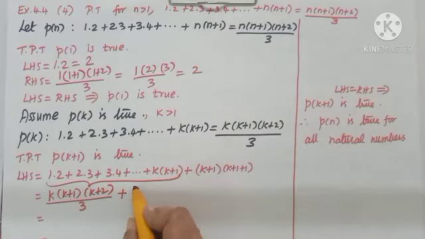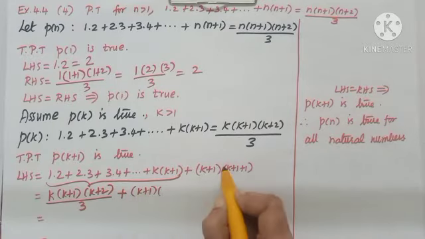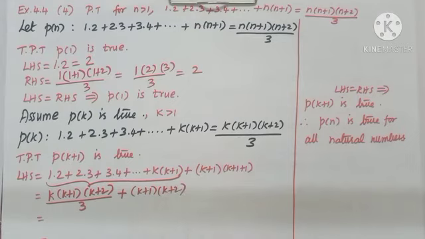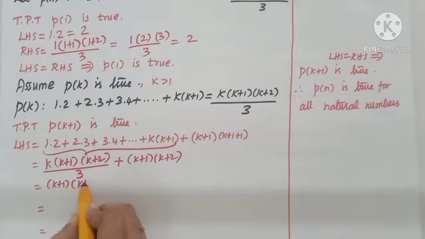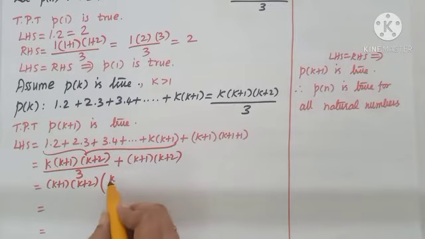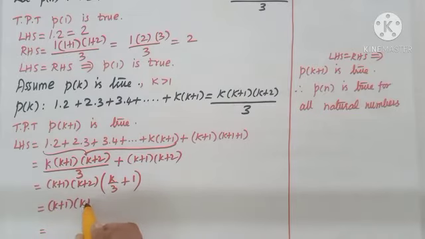Here, this can be written as k plus 1 into k plus 2. So, in both the terms, I can check k plus 1 is common. Also, k plus 2 is common. Then what is left out? k by 3 plus 1. Taking LCM, k plus 1 into k plus 2 into k plus 3, cross multiply. Now we get k plus 1.